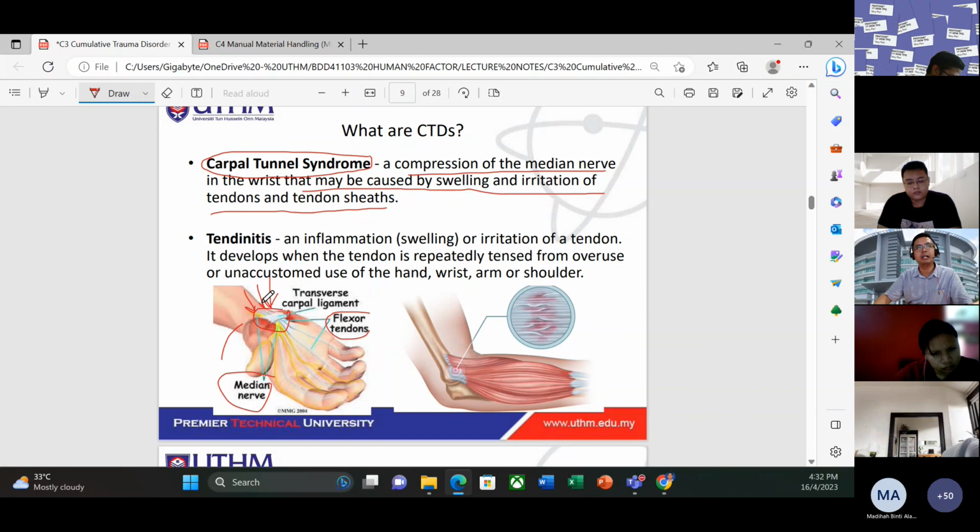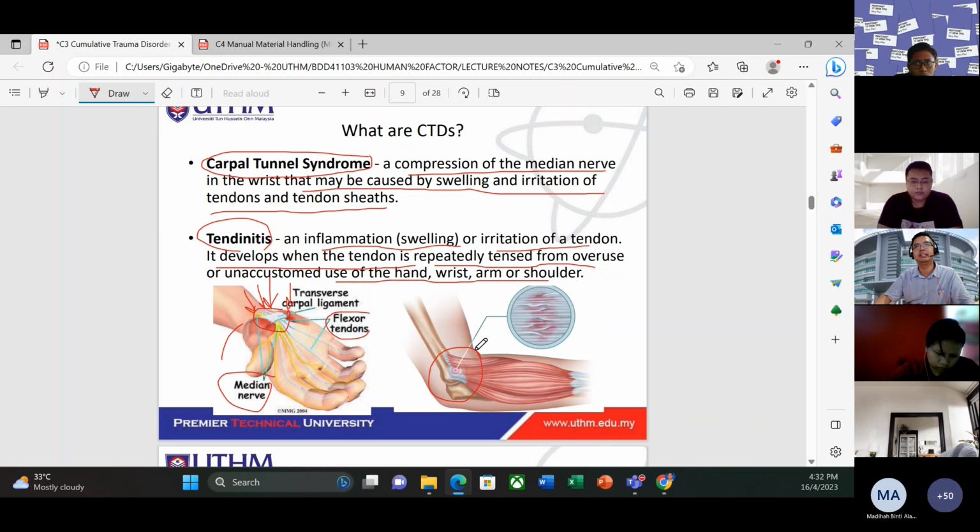On a hard or edged surface can cause carpal tunnel syndrome due to the workstation or work task. Meanwhile, tendinitis is inflammation, swelling or irritation of a tendon that develops when the tendon is repeatedly tensed from overuse, or from an unaccustomed use of the hand, wrist, arm, and shoulder.